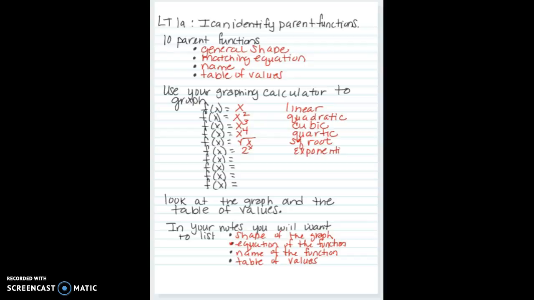And it does not have to have a 2, but it does have to have a number larger than 0, but not equal to 1. Okay? Our next one is f of x equals log base 2 of x, and that is a logarithmic function. And then we have f of x equals 1 over x, which is a rational function. And f of x equals the absolute value of x, which is an absolute value function.